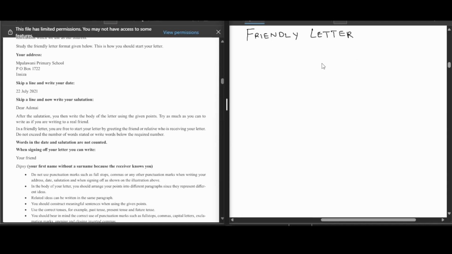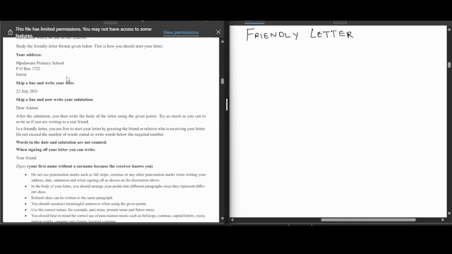Today we want to look at the friendly letter, especially the format of a friendly letter as we are given below. A friendly letter is different from a business letter, and the difference is going to become apparent as we learn. Firstly, for a friendly letter, we have to write our own address. But when we wrote our own address in a business letter, we wrote it on the right side, but in a friendly letter, we are going to write it on the left side.